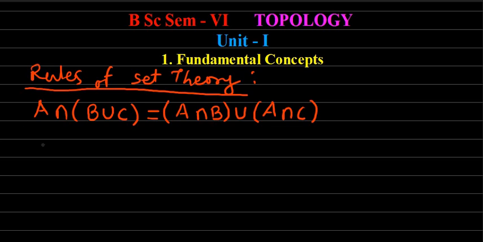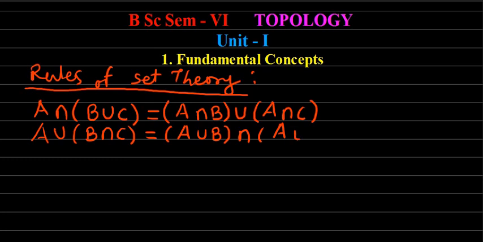Then the second distributive law is A union (B intersection C) is equal to (A union B) intersection (A union C). These are the two distributive laws of set theory. The first tells us that intersection is distributive over union of sets, and the second tells us that union of sets is distributive over intersection of sets.